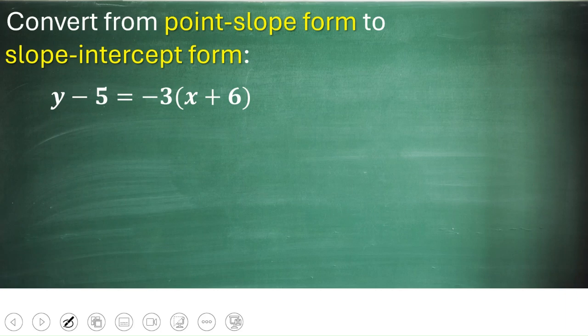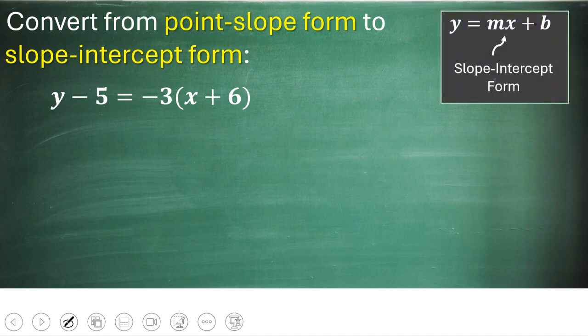It's your friendly math tutor, Miss C here, to unlock the magic of converting from point-slope form to slope-intercept form. So before we start, let's review what slope-intercept form is. Slope-intercept form is y equals mx plus b.